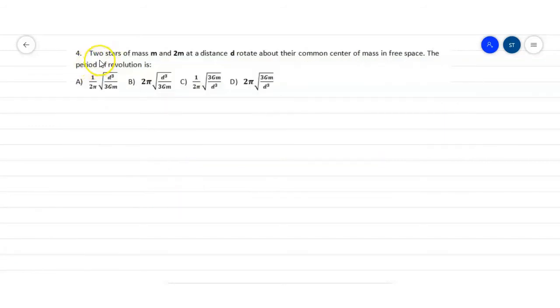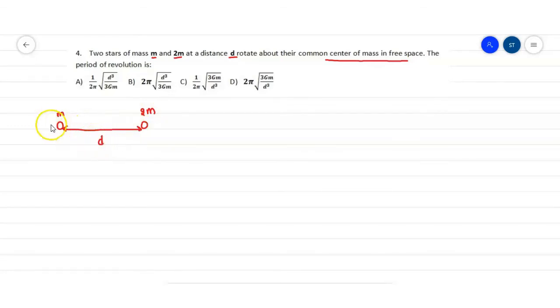Hello everyone. The question given is: two stars of mass m and 2m are at a distance d, rotating about their common center of mass in free space. The period of revolution is. So let us assume this is the star of mass m and this is the star of mass 2m. The distance between these two stars is given as capital D.